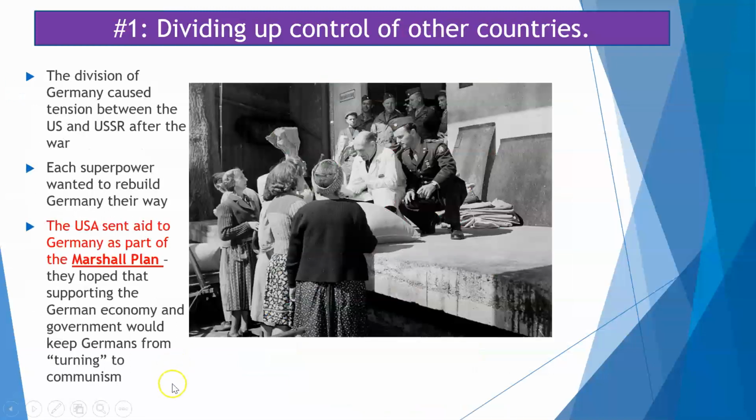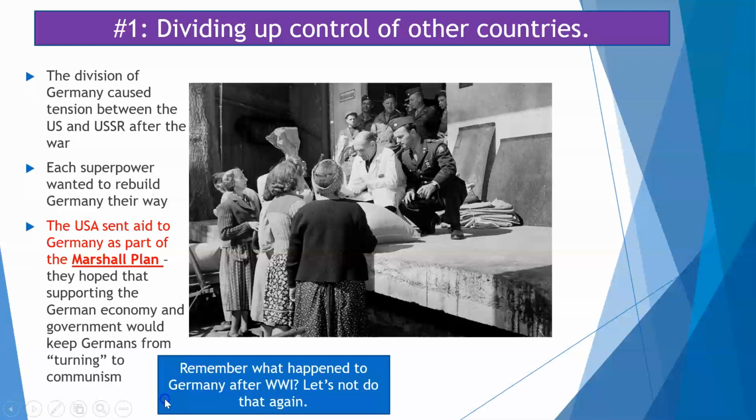The division of Germany caused tension between the US and USSR after the war. Each superpower wanted to rebuild Germany in their own way. The USA sent aid to Germany as part of the Marshall Plan. They hoped that supporting the German economy and government would keep Germans from, quote, turning to communism. Here you can see some American servicemen offering aid to people.